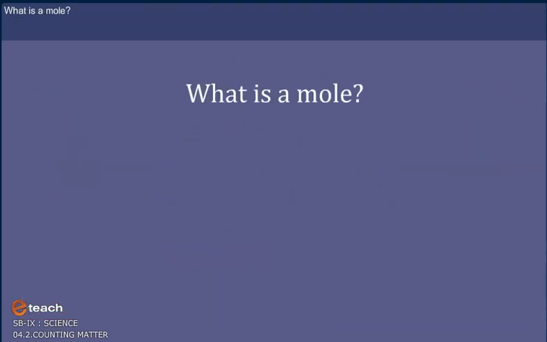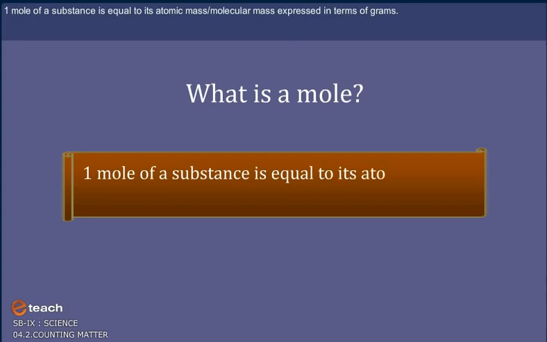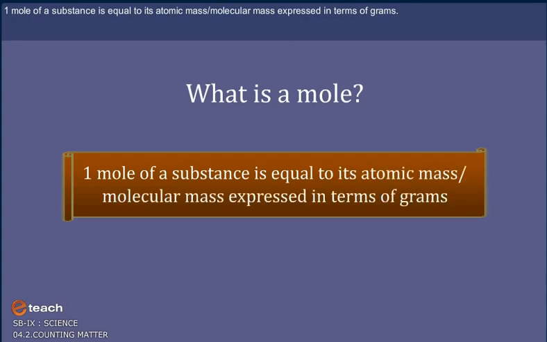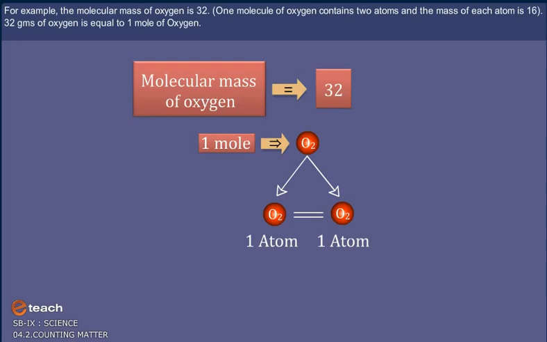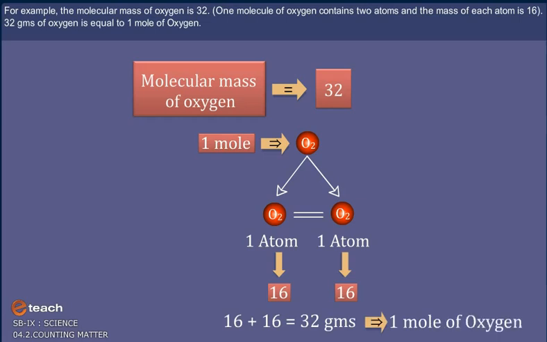What is a mole? 1 mole of a substance is equal to its atomic mass or molecular mass expressed in terms of grams. Example, the molecular mass of oxygen is 32. 1 molecule of oxygen contains 2 atoms and the mass of each atom is 16. 32 grams of oxygen is equal to 1 mole of oxygen.